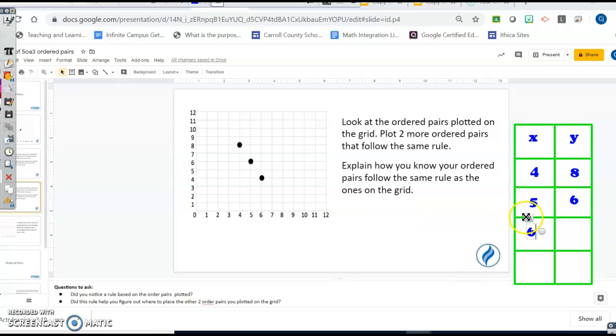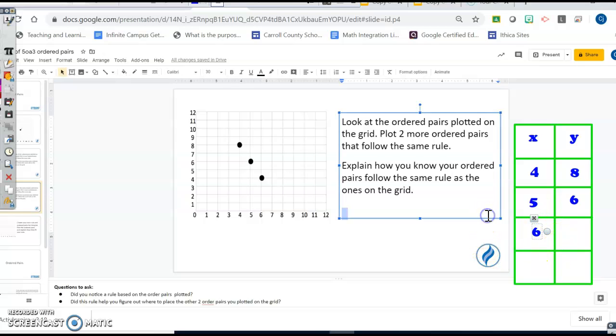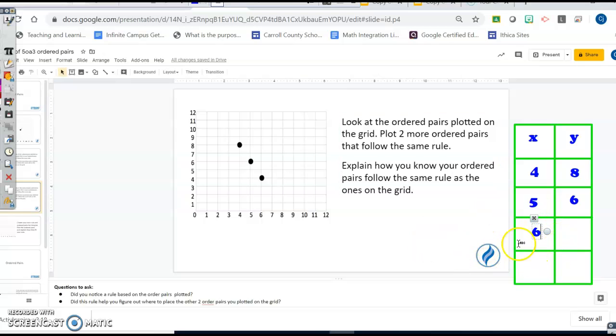So what I can actually notice now, looking at this pattern, if I needed to figure out what my rule would be, if I look at my x and I look at my y, there is something that's happening in both. In my y column, it goes from 8, 6, down to 4. So those numbers are decreasing, and my x numbers are increasing. As my x is increasing by 1 each time, 4, 5, 6, my y is decreasing by 2. So my rule would be, as my x goes up by 1, my y goes down by 2.